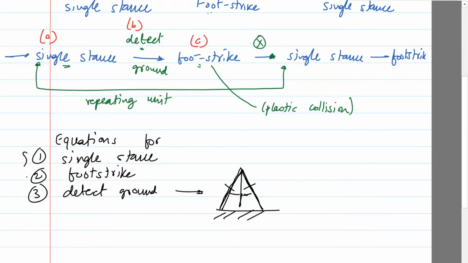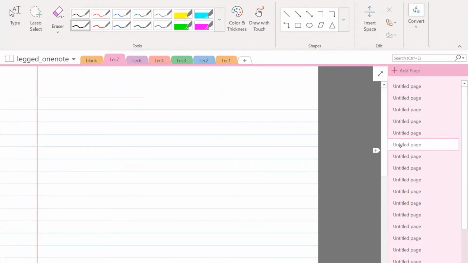The one and two, however, are kind of tedious. We'll actually go through the derivation of those equations in a bit. So let's derive the equations for single stance and foot strike. One, single stance.